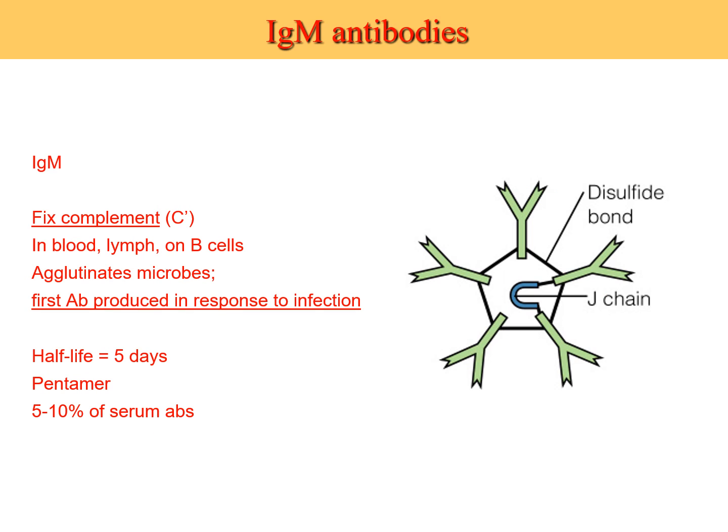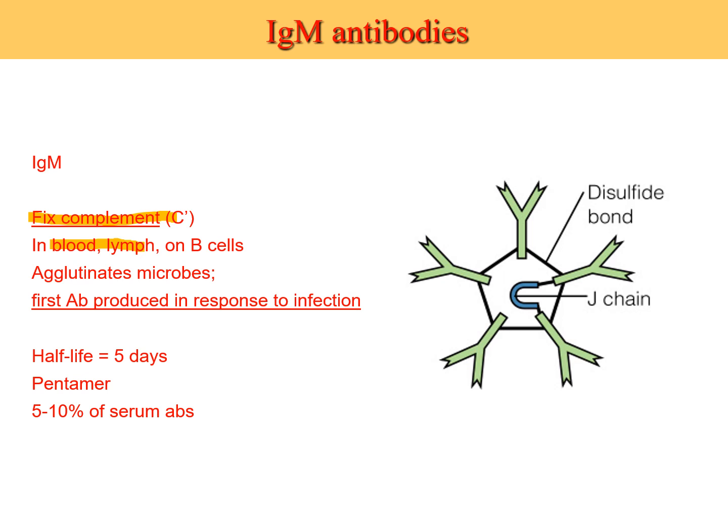IgM class are pentamers. That means there's 5 of those 4-chain molecules linked together. They also fix complement. They are also found in the blood and lymph, floating around. They help to agglutinate microbes. They help to bind together several microbes, which makes them more susceptible to cells like phagocytic cells to bind, attach, phagocytose and kill.